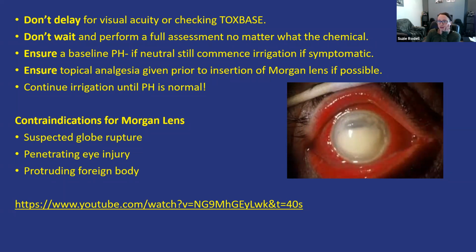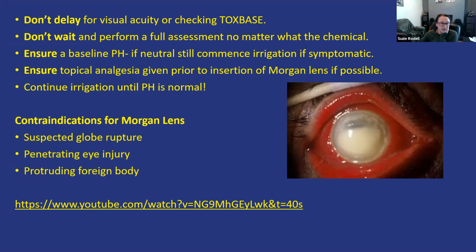Few points to make, really. I just note before the irrigation, don't delay irrigation to test the visual acuity either. So not necessary in chemical eye injuries. You just want to get that irrigation, pain relief and irrigation. Visual acuity can be checked afterwards, because all the while that you are waiting and assessing or checking the visual acuity, that chemical could be eating away at the cornea and you're just going to risk causing more damage. So don't delay it. Certainly don't perform a full assessment prior to inserting the Morgan lens and starting irrigation.